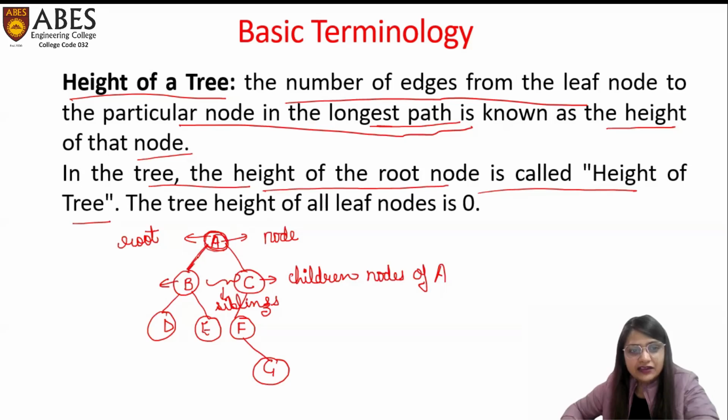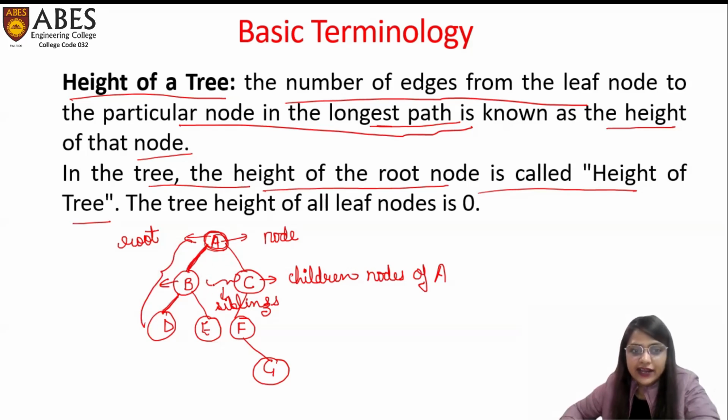This will be the path. Let us assume that we have to reach from A to D. Then the consecutive edges which have to be followed from A to D is known as the path. First of all, we will go from A to B. Then we will go from B to D. This is known as a path from A to D.